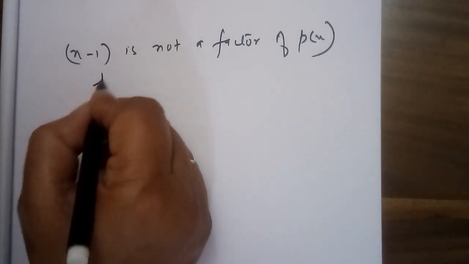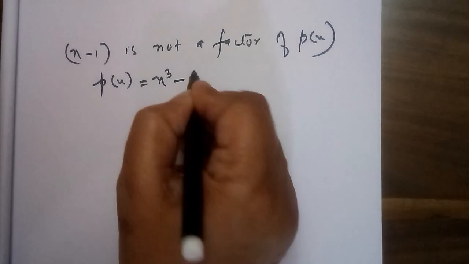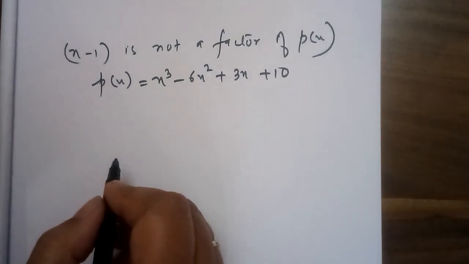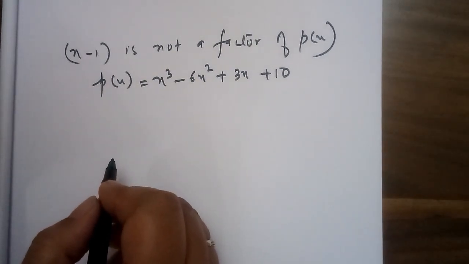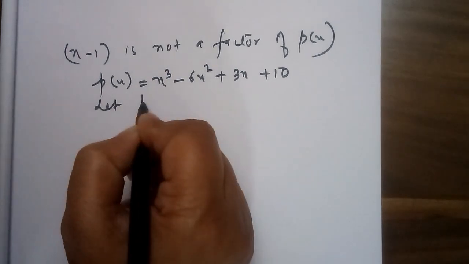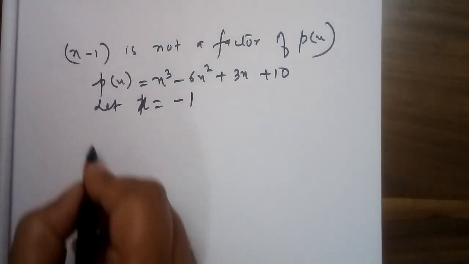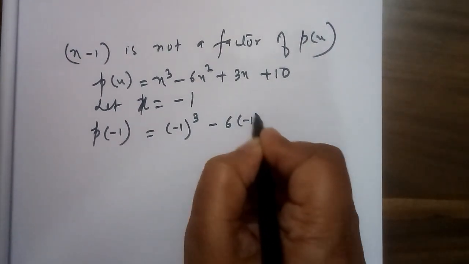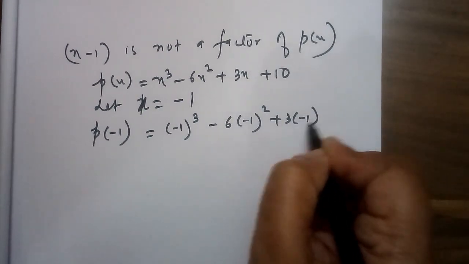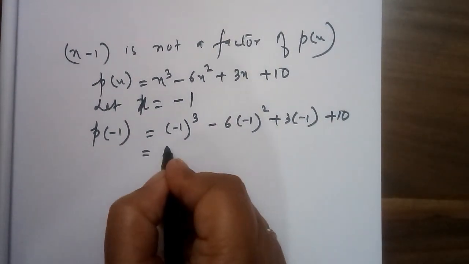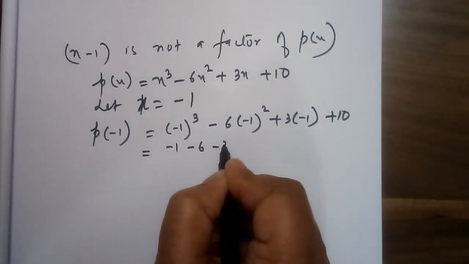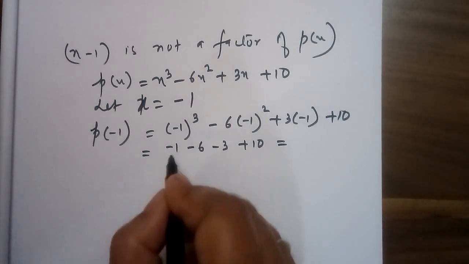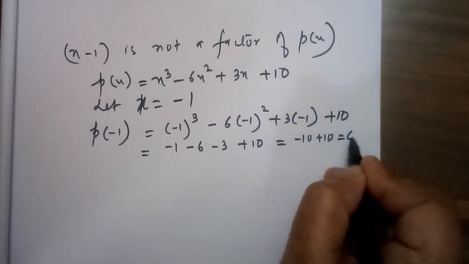Just for your information, I rewrite the polynomial again. It was x cube minus 6x square plus 3x plus 10. So out of those 8 factors, I tried with 1. I did not get my answer as 0. Next I take let x equal to minus 1. So p of minus 1 becomes minus 1 whole cube minus 6 into minus 1 whole square plus 3 into minus 1 plus 10. So when I solve it, I get minus 1, minus 6, minus 3 plus 10. That gives me minus 1 minus 6 is minus 7, minus 3 is minus 10. So minus 10 plus 10 gives me 0.